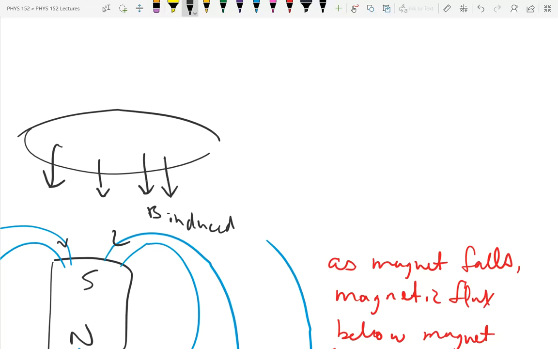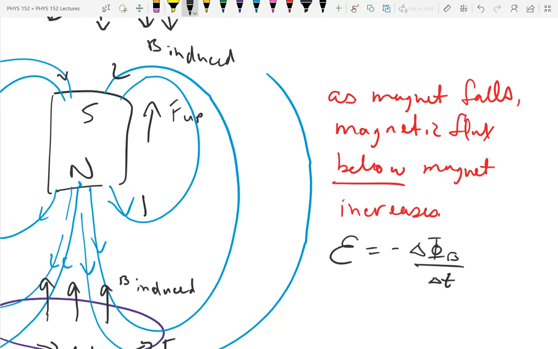What kind of force do we have between north and south? Attractive. So that means that the piece of the tube that's above the magnet is pulling it up. It's attractive. The piece of tube that's below the magnet is pushing it up because it's repulsive. So we have a force that's pushing up on the magnet from both down below and up above. And so that's why it comes down slowly.